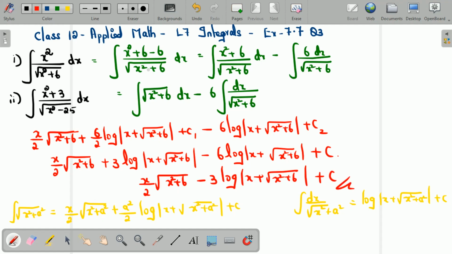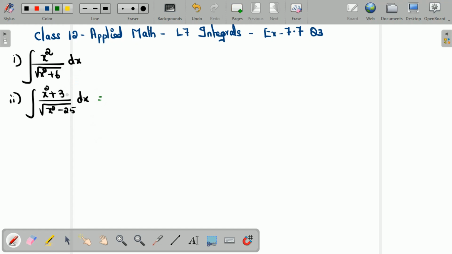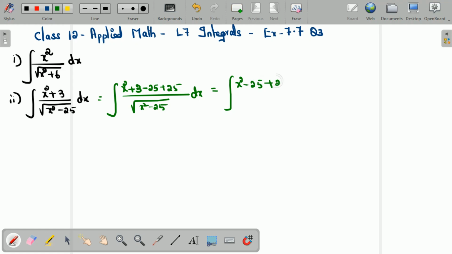Now let's take up the second subdivision. In the second subdivision also, we are going to change the numerator like what we have done in the first subdivision. So this will become integral of x squared plus 3 minus 25 plus 25, the whole thing divided by root of x squared minus 25 dx. So this can be modified as x squared minus 25 plus 28 divided by root of x squared minus 25 dx. So this can be broken into two integrations.